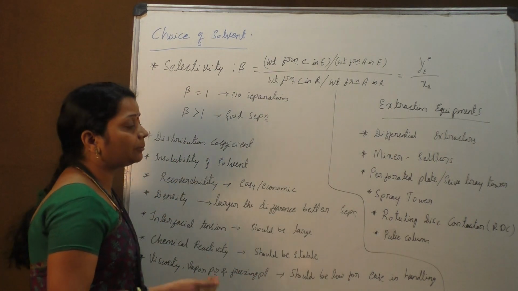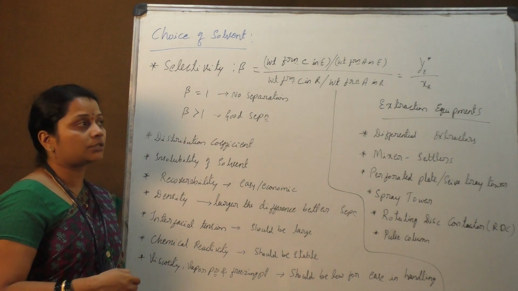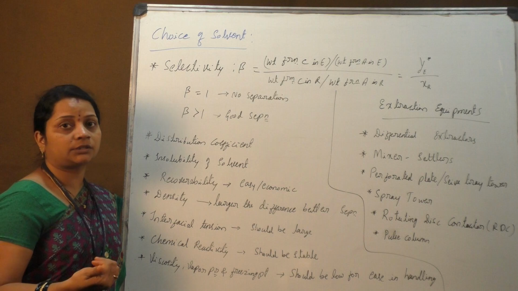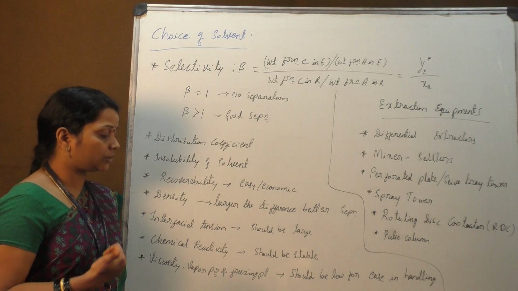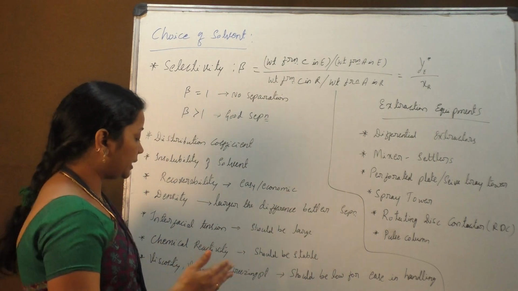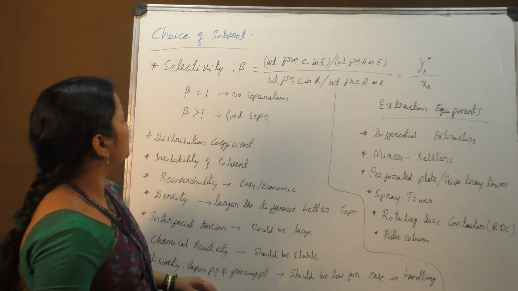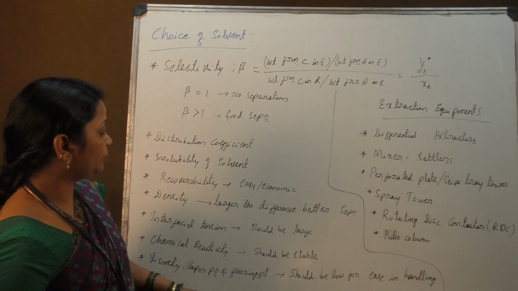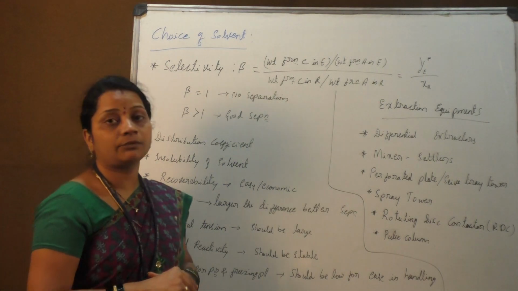Other than this, there are many other common properties you have to consider, like non-toxicity. It should be non-toxic in nature, low cost, easily available, and easily transportable. These are the common properties of a solvent you look into before selecting it for liquid extraction.